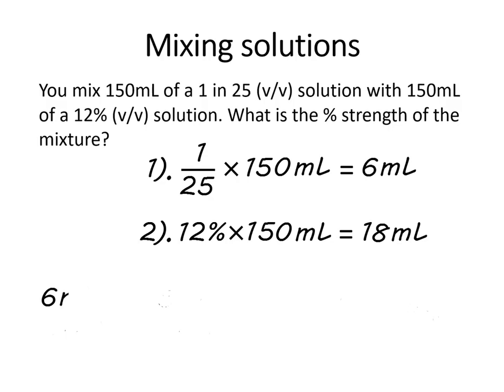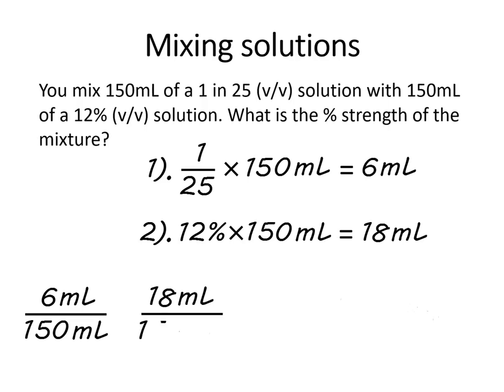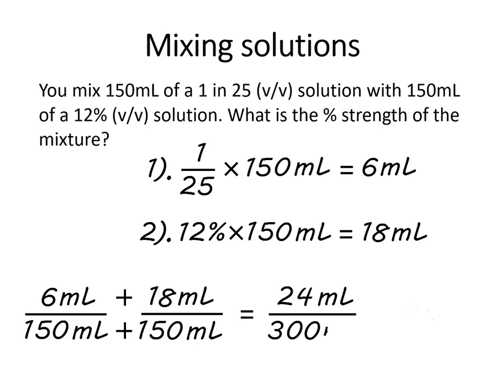We can now add the two amounts and the two volumes to give us a total of 24 millilitres in 300 millilitres. No need to use a proportional set here. We can simply divide the top and the bottom by 3 to give us 8 millilitres in 100 millilitres, 8% volume in volume.